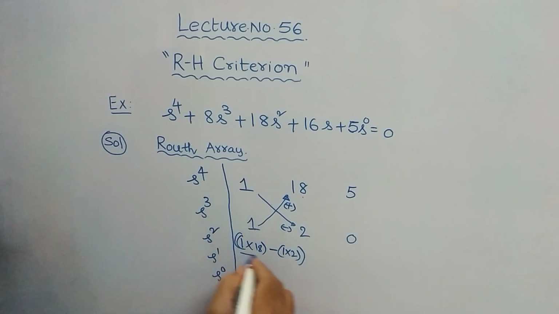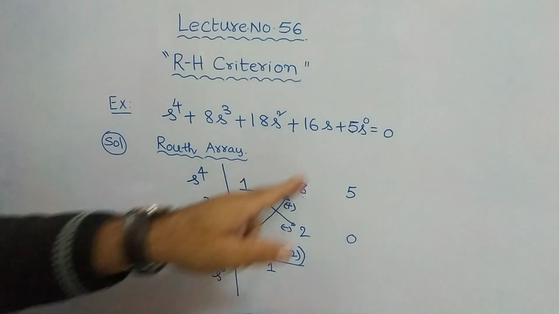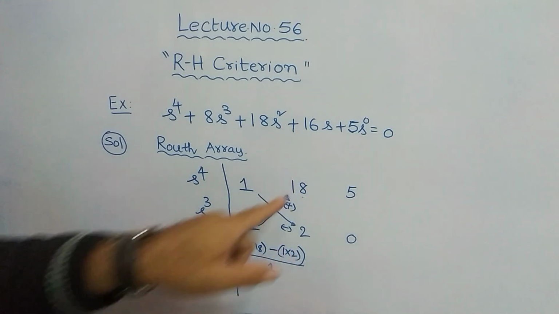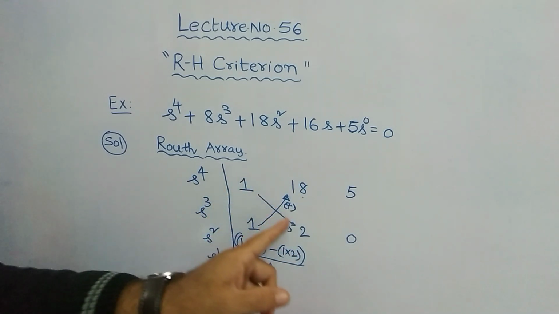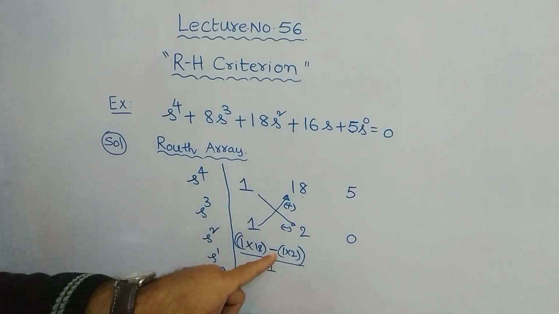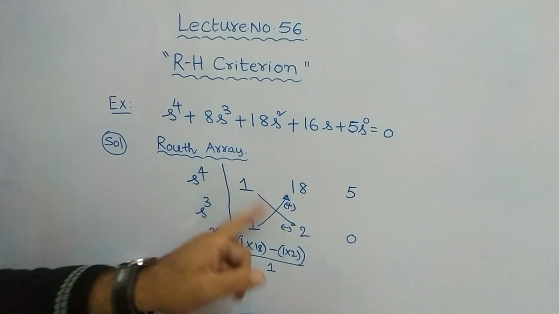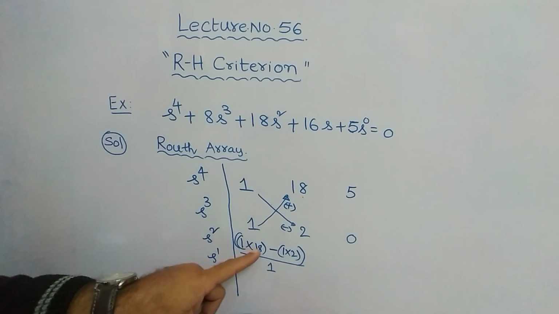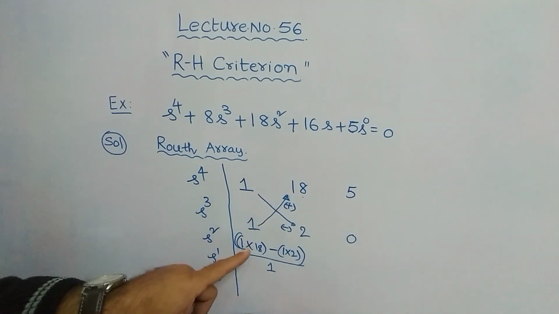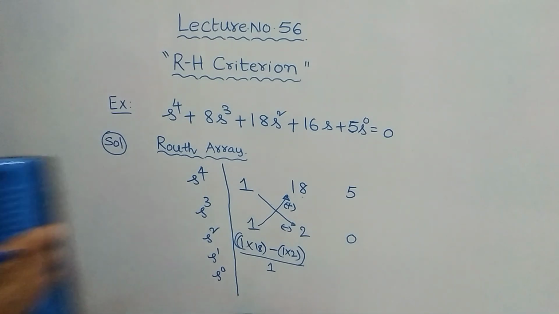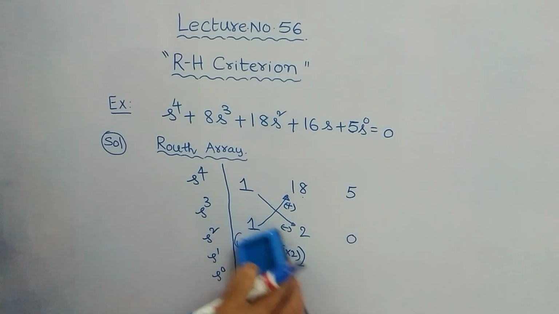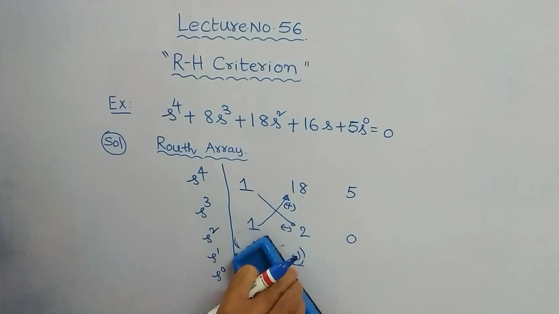whole by 1. This you have to write. Clear? 1 into 18, this one you have to consider. If you take the down arrow mark, minus will be considered. So minus 1 into 2 is 2. Therefore 18 ones are, 18 into 1 is 18. 18 minus 2, it is 16. 16 by 1, 16.